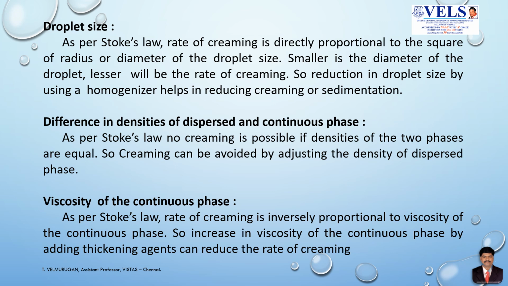Then viscosity of the continuous phase. As per Stokes law, the rate of creaming is inversely proportional to the viscosity of the continuous phase. So if you increase the viscosity of the continuous phase by adding a thickening agent, it can reduce the rate of creaming. This is also an important point. Okay, this is also an important one.